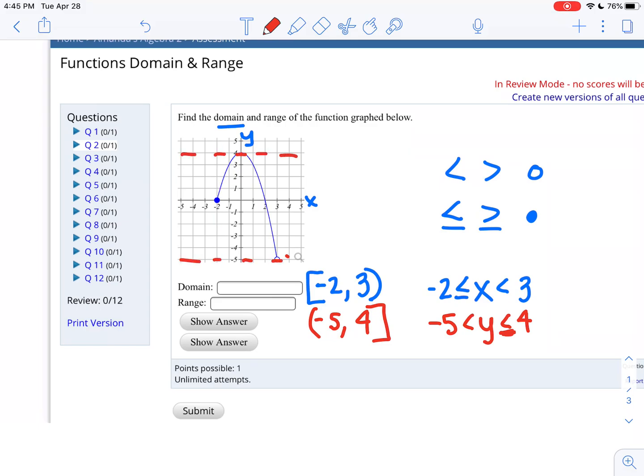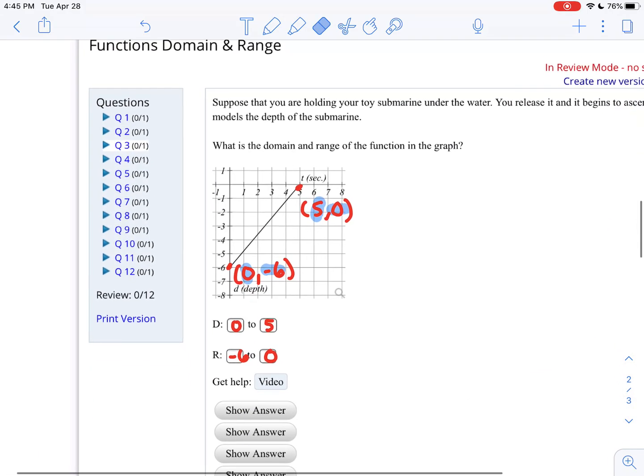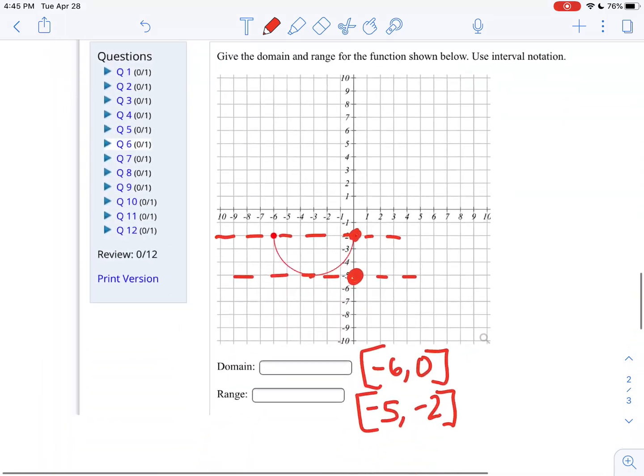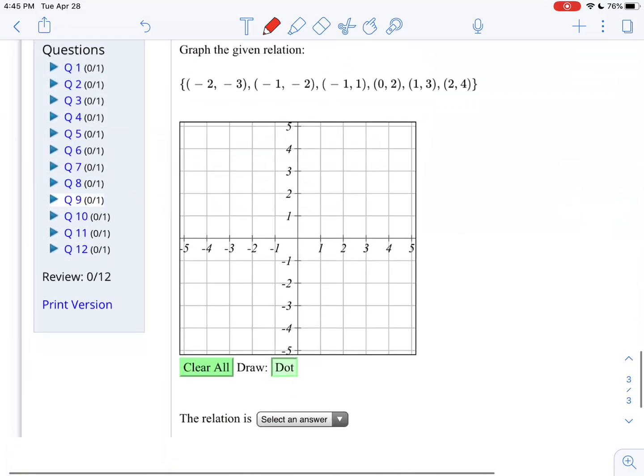And we could have also gone like this. The graph starts at -5 for y and it goes to 4, right? So that's just showing you how you would use those compartments if you wanted to. And then even here, if you did the x, it would be from 0 to 5. That's where the line goes, right? And then it also goes from -6 to 0 for the range, for the y. Okay.